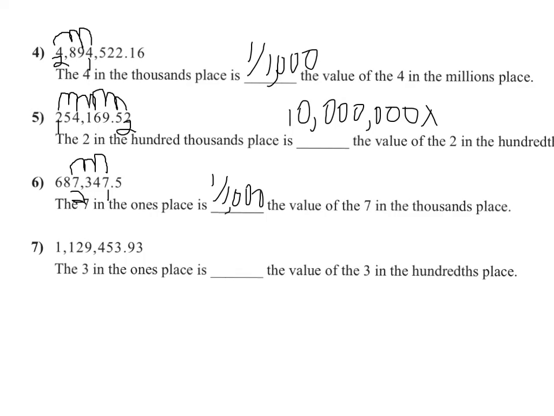And finally, the 3 in the ones place is blank the value of the 3 in the hundredths. Since the 1 is larger, I know it's not going to be a fraction. It's 10 times, 100 times the value of the 3 in the hundredths place.